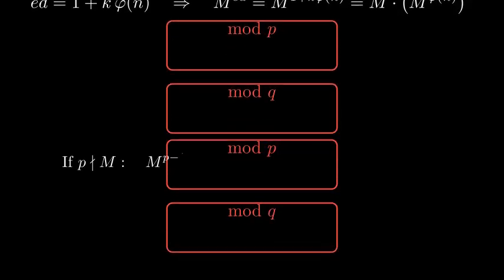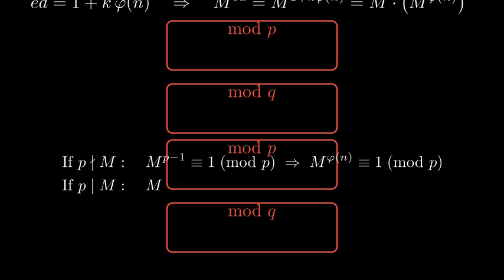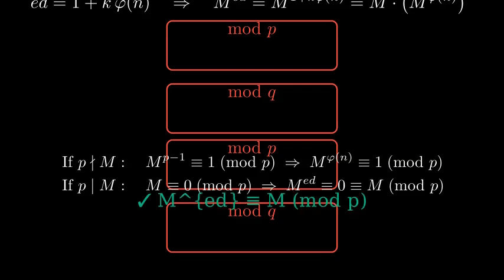First, modulo P. If P does not divide M, then by Euler's theorem, M to the P minus 1 is congruent to 1 mod P. Therefore, M to the phi of N equals M to the quantity (P minus 1) times (Q minus 1), which is the power of P minus 1 raised to Q minus 1, so it is 1 mod P. If P does divide M, then M is congruent to 0 mod P, and M to the ED is also 0 mod P. In either case, M to the ED is congruent to M modulo P.